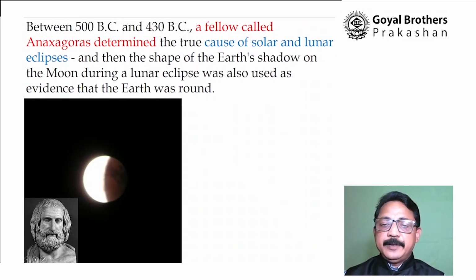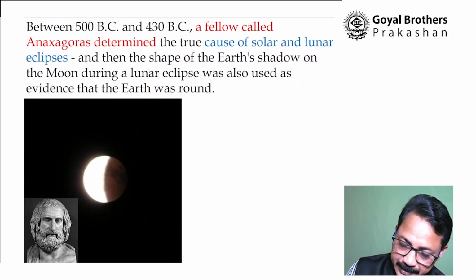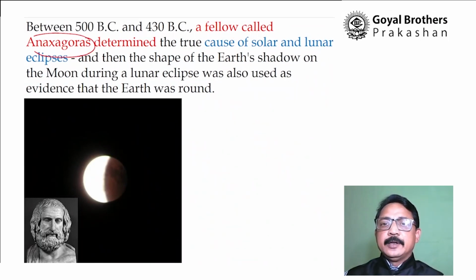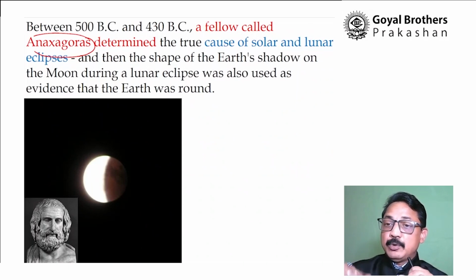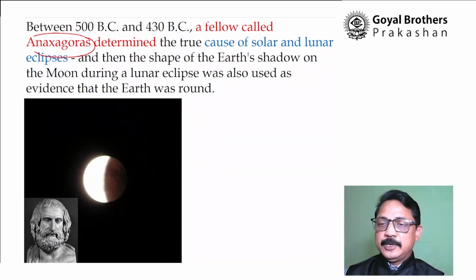there was another very famous person, dear student. You can see his picture. His name is Anaxagoras. Okay, and this Anaxagoras was able to find out the reason for an eclipse. During an eclipse, Earth casts its shadow on the moon, or the moon casts its shadow on Earth. So when the shadow of the Earth falls on the moon, that shadow also looked spherical in shape. Therefore, he was the second person who decided to agree with the fact that was proposed by Pythagoras, that Earth must be spherical in shape.